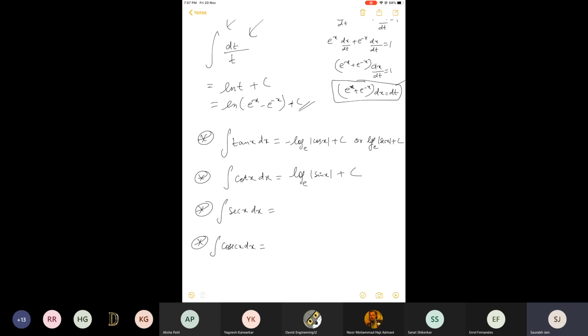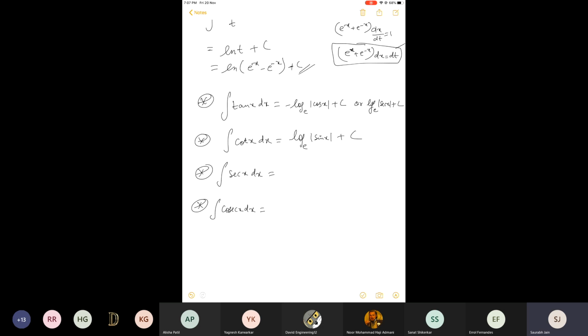Why? Because their proofs are given with the help of substitution. So they do not actually come in the form of elementary integration. We learn substitution first and then we use their formulae after proving them. Integration of sec x. We have three formulae here, or at least remember these two. Two will be okay.